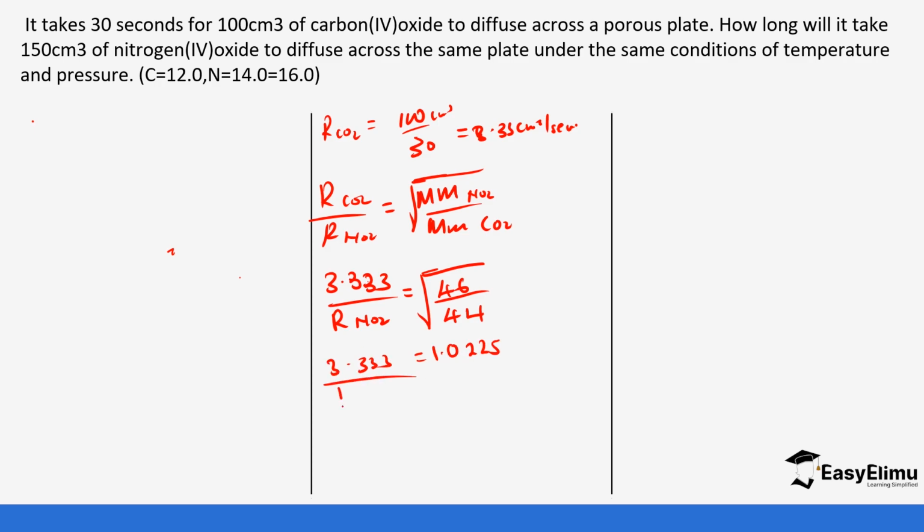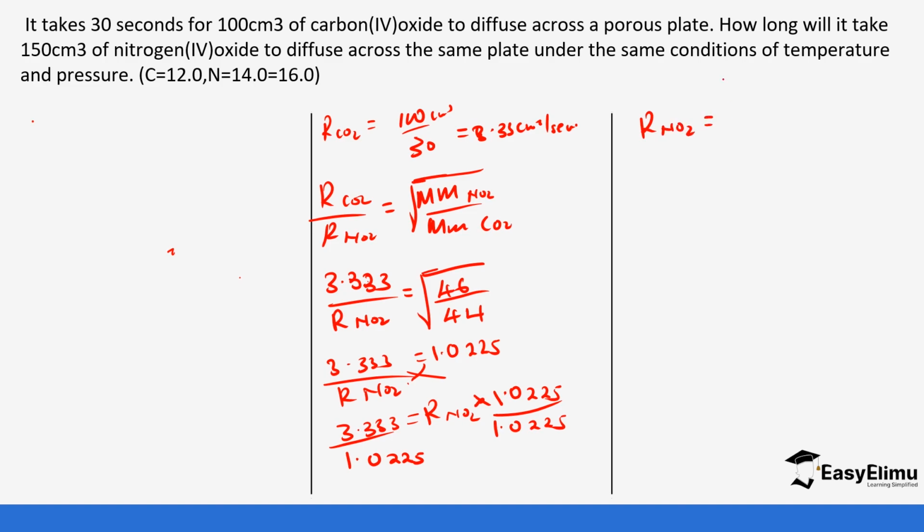So if we want to be left with nitrogen dioxide, we cross multiply, so it's going to be 3.333 is equal to the rate of nitrogen dioxide times 1.0225. So you divide by 1.0225 on both sides, which will give us that the rate of nitrogen dioxide is equal to 3.26 centimeters per second.